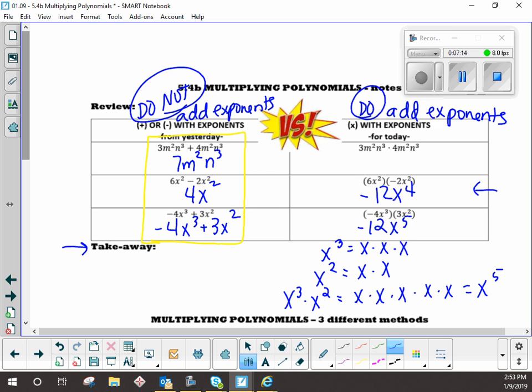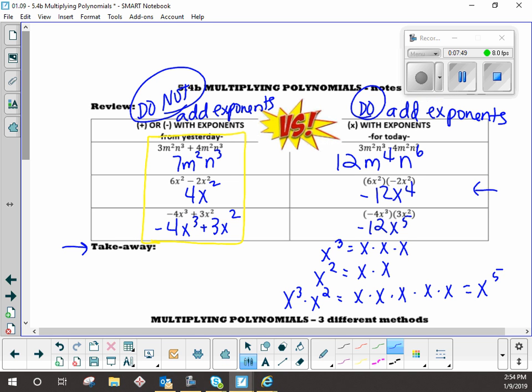And then the top problem, the only reason that one's a little bit different is there's 2 variables, okay? But everything still works the same. It's kind of like you're multiplying 3 different sections. You're multiplying the coefficient, which is 3 times 4, which is 12. And then you're multiplying the m's, m to the 4, right? Because you're adding the exponents. And then you're multiplying the n's. What does that give you? N to the 6th. Okay.